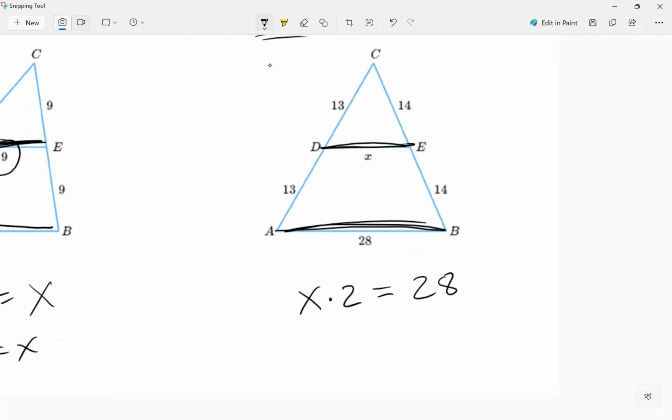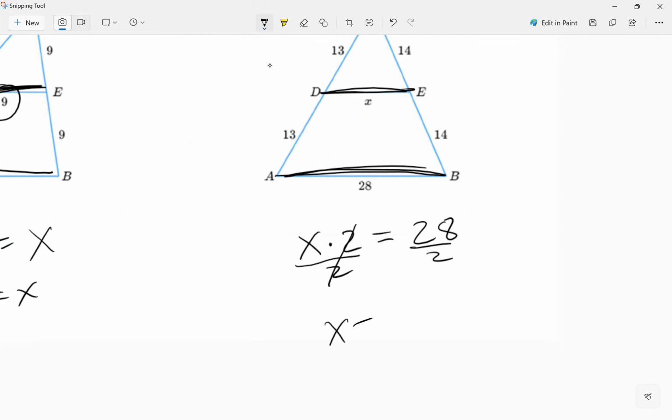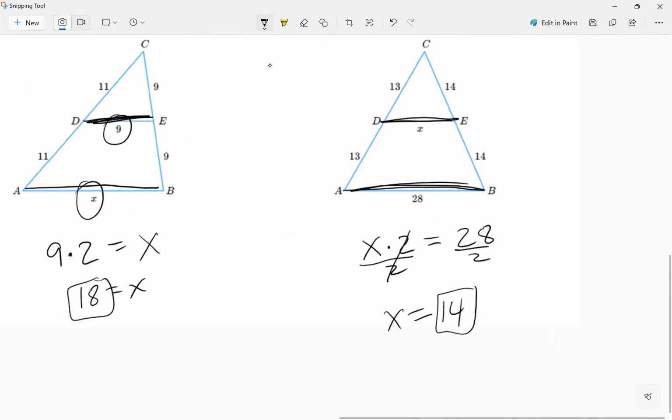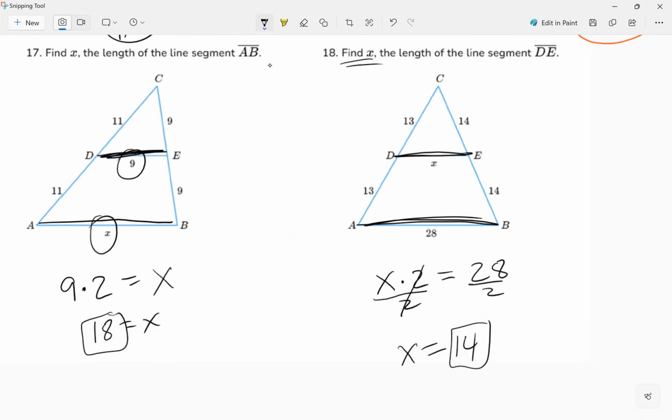Okay. For me to have X by itself, let me divide by 2. So that way I get X equals 28 divided by 2, which is 14. There you go. X equals 14. So just really quick, the small segment times 2 is equal to the big segment.